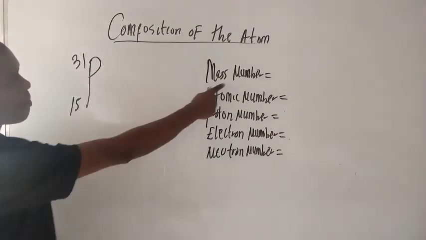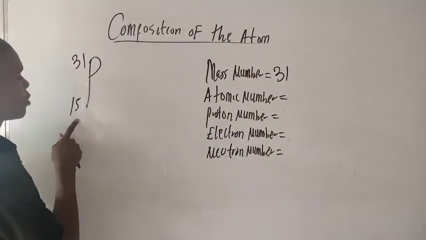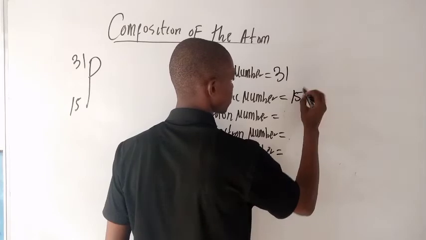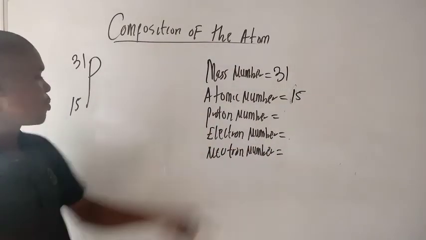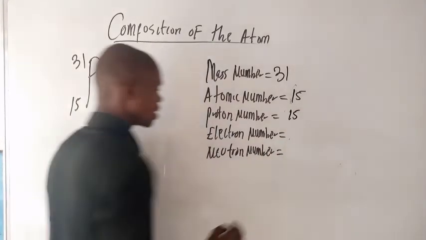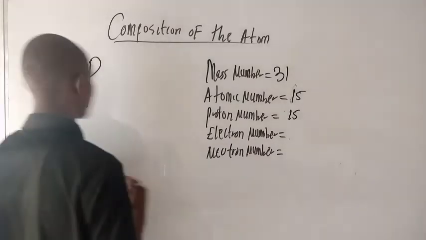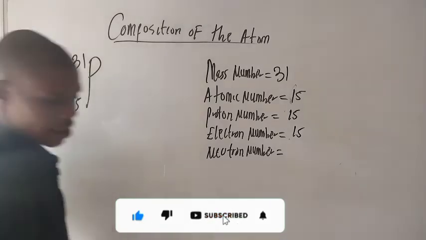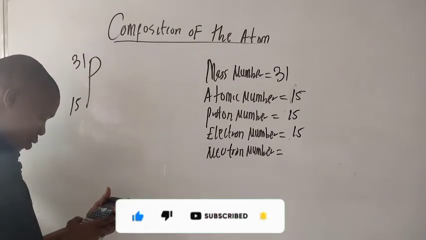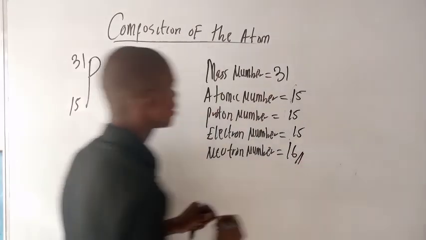Okay, now let's do it together. The mass number is going to be this guy, which is 31. Then my atomic number is 15. My proton number, remember, is also the atomic number, 15. Then my electron number: I told you that in a neutral atom, electron number is also the proton number, so here it is going to be 15. Then my neutron number is going to be 31 minus 15. Here we have 16. So this is how easy it is.